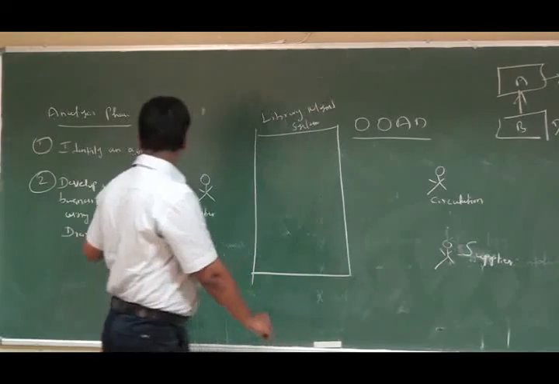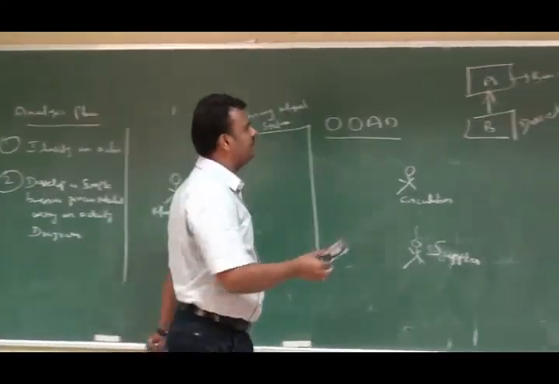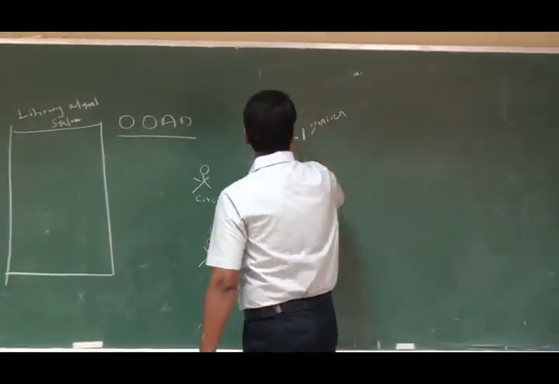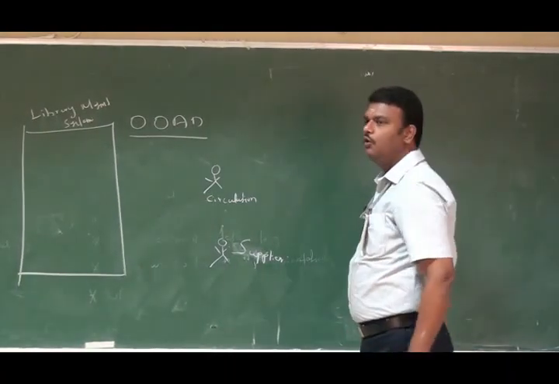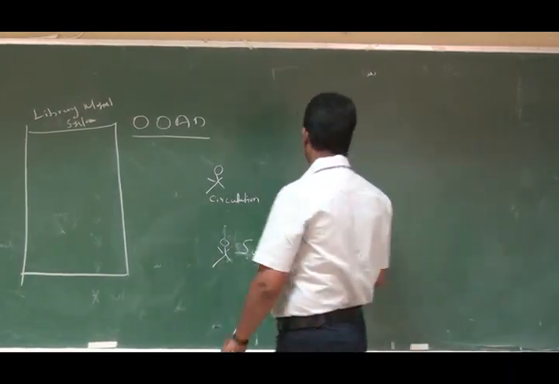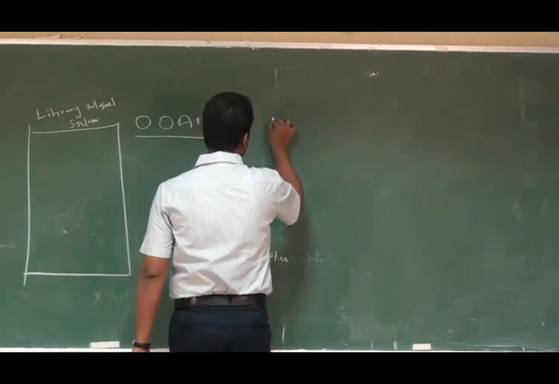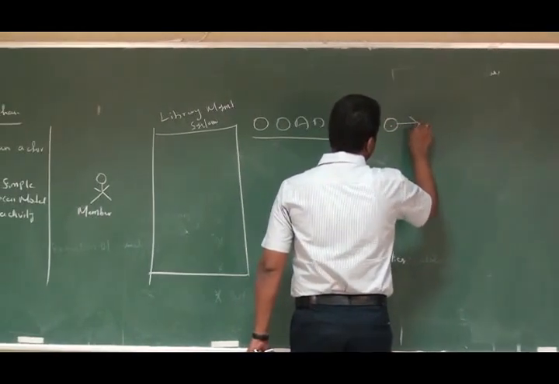The next one, we are going to develop a simple business process model using an activity diagram. What do you mean by activity diagram? What are the activities going on inside the system? For example, the library management system. What are the activities going on in the library management system? You have to draw the activity diagram.